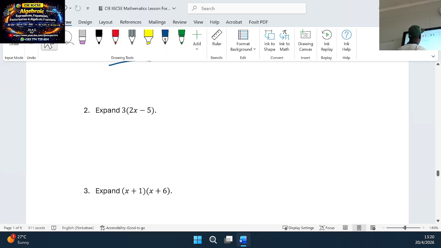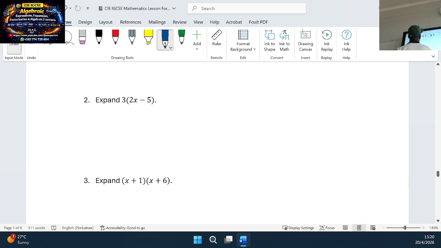Then moving on to the expansion there, we are going to have 3 times 2x, it gives us 6x. Then 3 times negative 5, it gives us negative 15. I think that's what we have there.